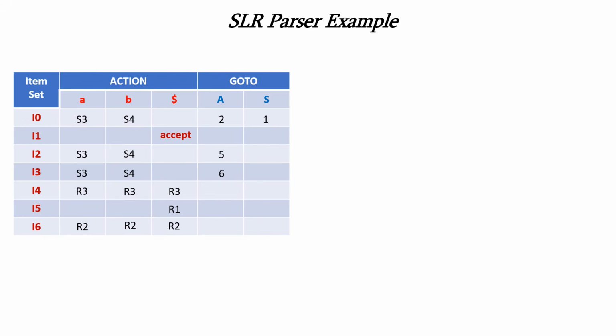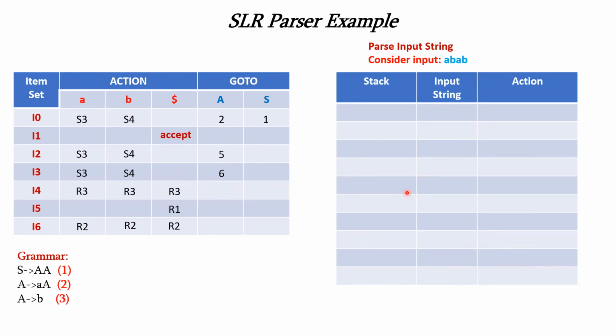Next we have to parse the given input string using the parsing table constructed. Consider the input string here. We have abab. So for parsing the input string, we need three columns, that is stack, input string and action. In the stack, we initially will be having the item set 0, and in the input string, we'll have the given input string along with the dollar, that is abab. It ends with dollar. And for action, we have to consider the top of the stack and the first symbol in the input string and compare it in the table.